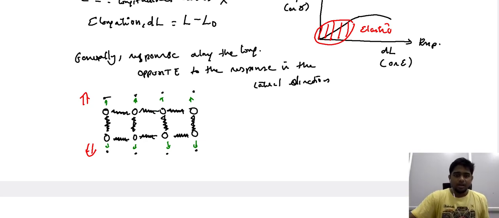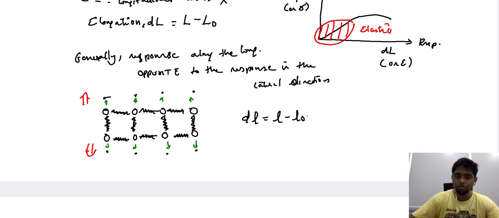Now, having introduced that the longitudinal change in the dimension is accompanied by the lateral change, and having seen why this occurs, it becomes rather critical for us to describe these different changes in the dimension. So we have already described the change in the response along the longitudinal dimension. We refer to it as the elongation dl, which is nothing but the difference in the length when compared to the original length.